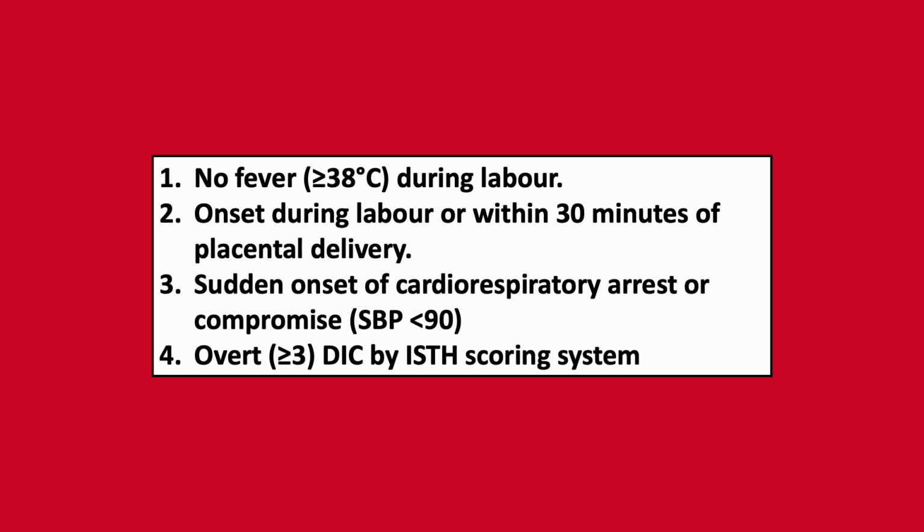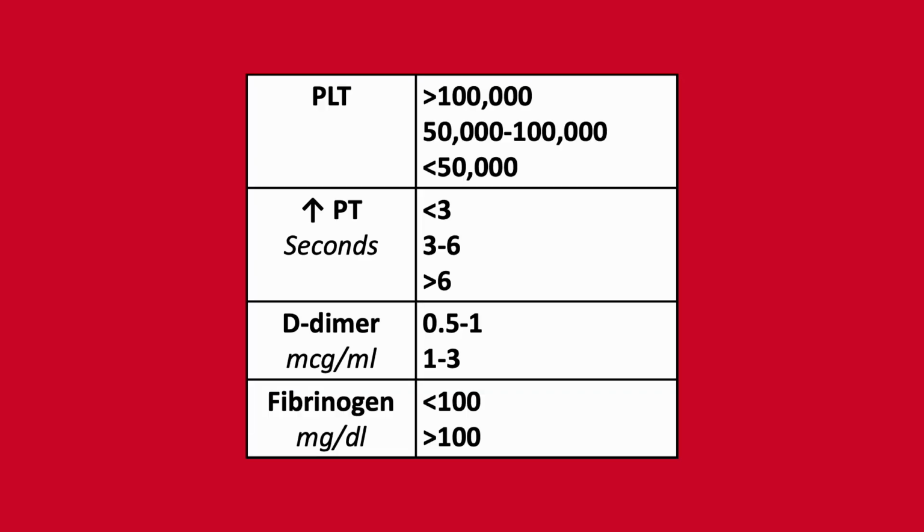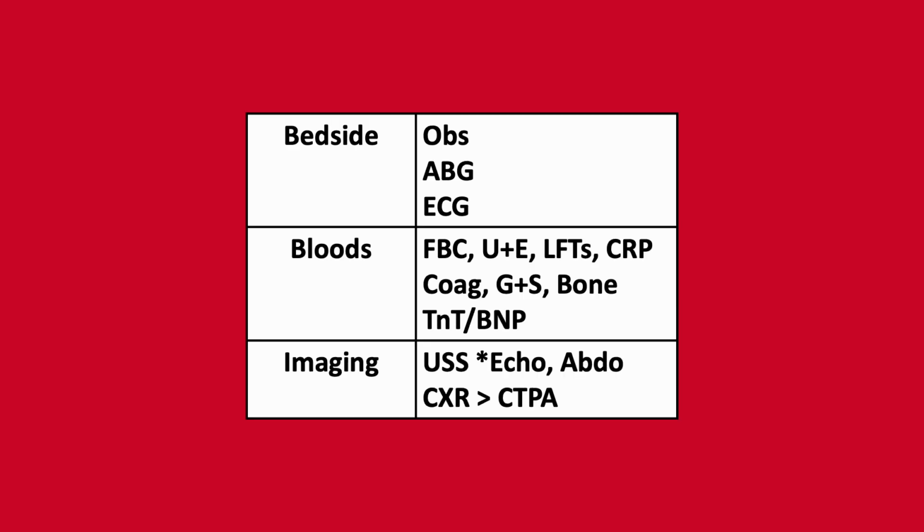So the criteria for diagnosis include no fever during the labour, the onset during labour or within 30 minutes of placental delivery, and sudden onset cardiorespiratory arrest or compromise with a blood pressure less than 90 systolic, and overt DIC by the International Society of Thrombosis and Hemostasis diagnostic criteria. These criteria are defined by a reduction in platelets, an elevation in PT, an increase in D-dimer, and a reduction in fibrinogen.